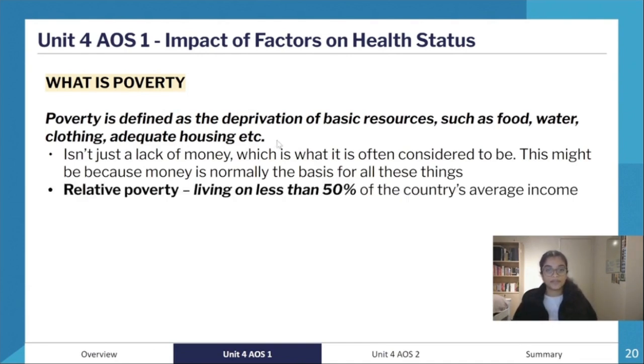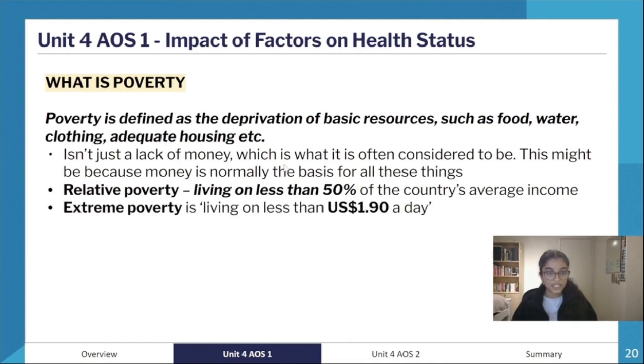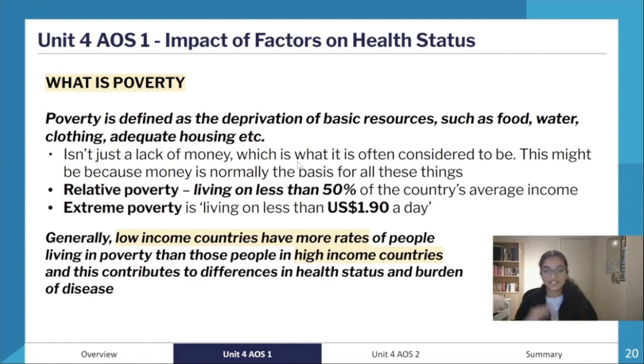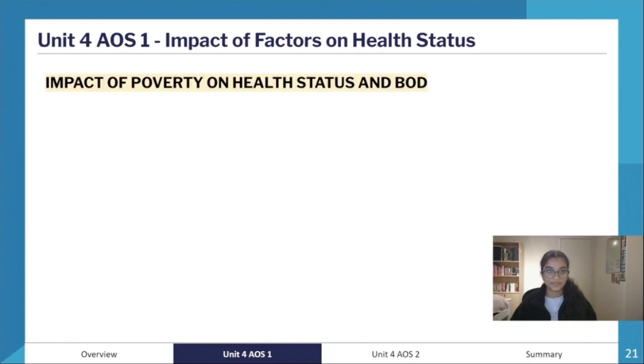And there are 2 types of poverty. We have relative poverty, right? So that's living on less than 50% of the country's average income. And then extreme poverty, which is living on less than $1.90 a day, okay? And it's not something that you need to know for HHD, like that specific definition, but it's just something you should have in mind. So generally, low-income countries have higher rates of people living in poverty than high-income countries, all right? And that contributes to differences in health status and burden of disease.